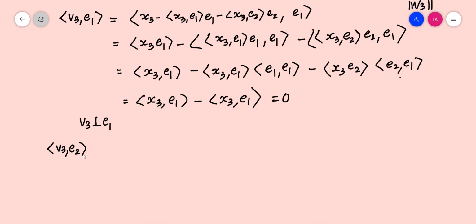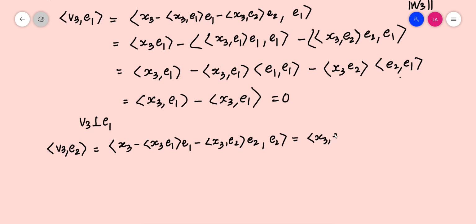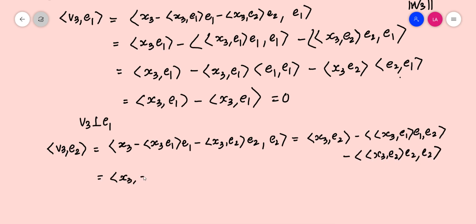So inner product V3, E2 is equal to inner product of x3 minus inner product x3 E1 times E1 minus inner product x3 E2 times E2, comma E2, which should be equal to inner product x3 E2 minus inner product of x3 E1 times inner product E1 E2 minus inner product x3 E2 times inner product E2 E2, taking constants outside.